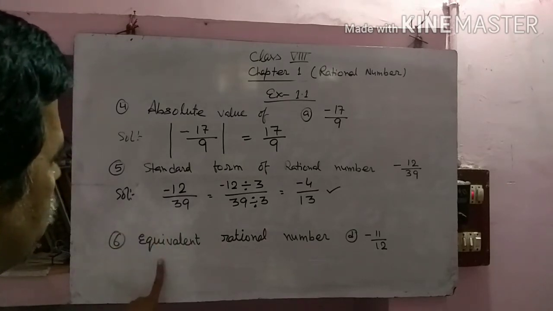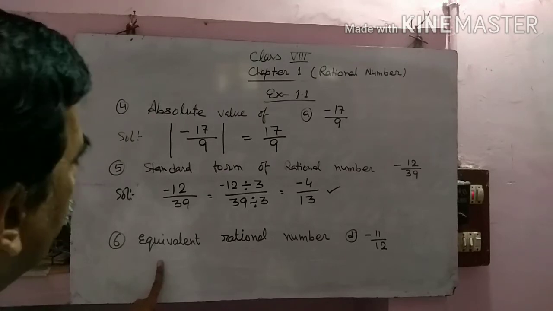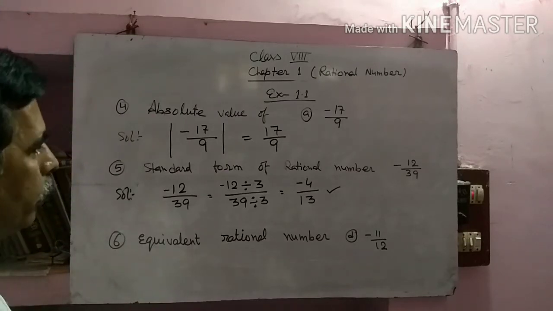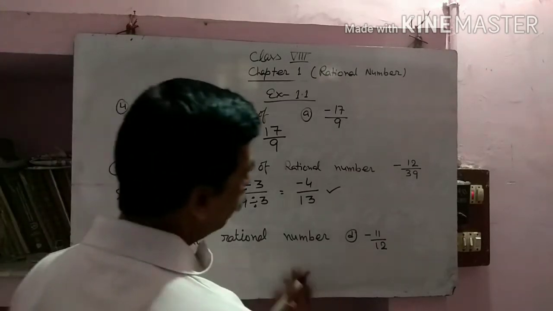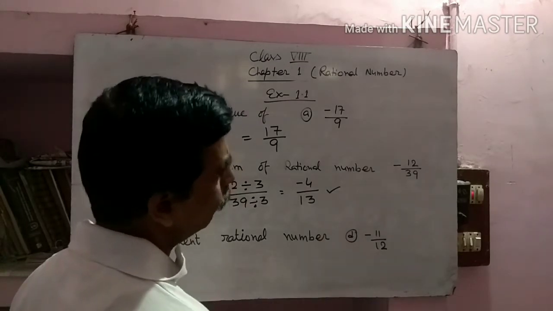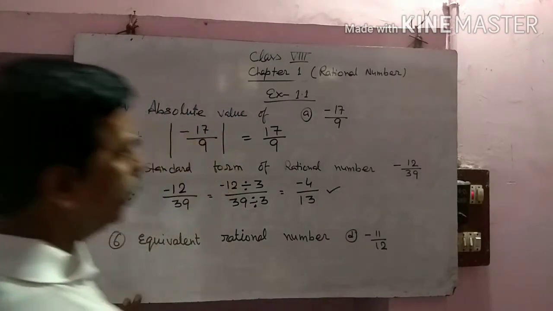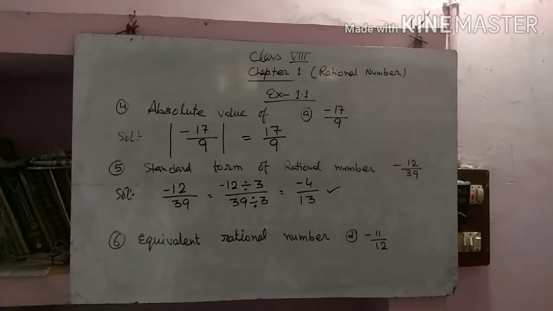And next question is equivalent rational number. As we discussed, if we multiply numerator and denominator both by a common number, or divide numerator and denominator by a common number, the number will remain unchanged. So that number is called an equivalent rational number of the number.